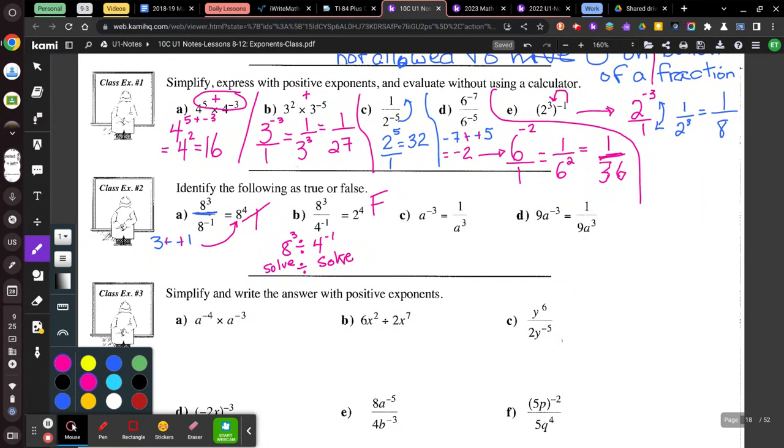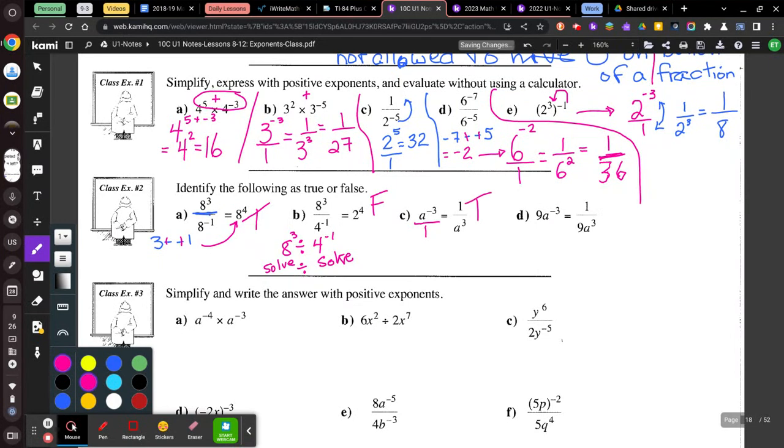On C, are they identical bases? Do I have the same letter? Yes. Let's see if they did it correctly. So it starts out looking like that. Everything has a 1 on the bottom. They flipped it. Did they flip it correctly? Yes, this one is true. Okay, they flipped that one correctly.